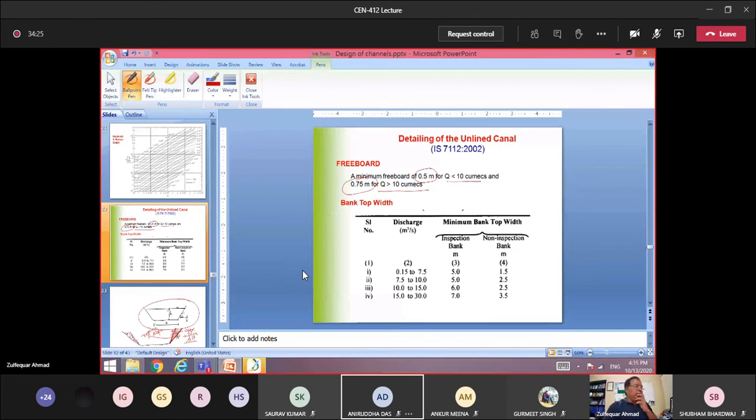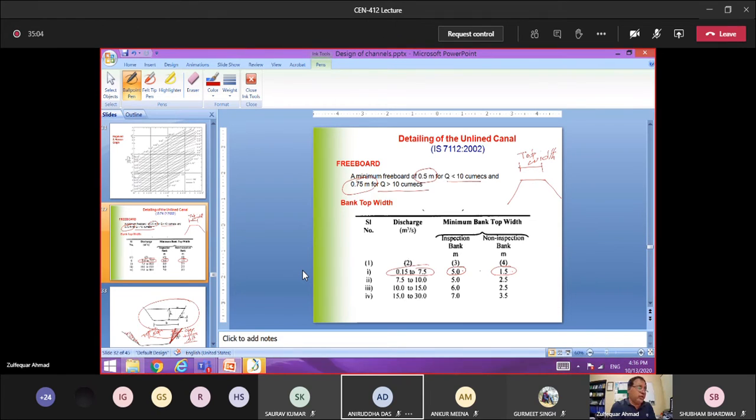Then coming to the bank top width, what should it be? Your canal is here and this is the bank. What is the top width of this bank? This depends on the discharge. For the inspection bank, where you have the road, and the non-inspection bank, where there is no road, for a given discharge in this range you have this much width, and here 1.5 meter, because here the vehicle is not going.